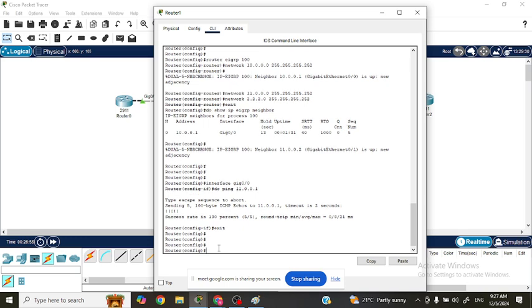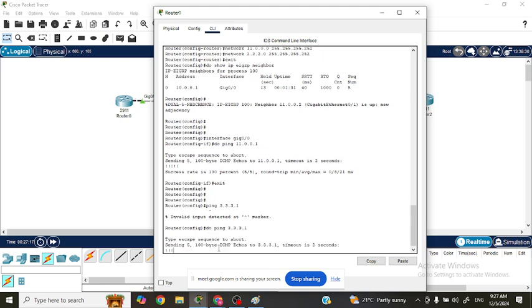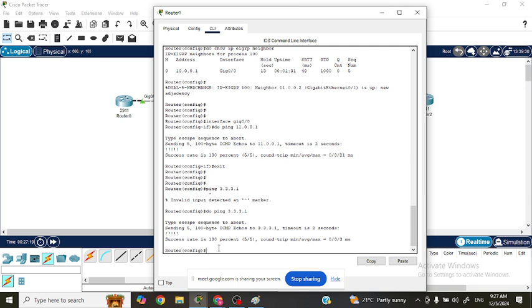I am not going to put any interface. Directly I am pinging from router 1 to the loopback interface of router 3. If you are in config mode, then you will apply the do keyword. Now I'm able to ping it. Okay, it is fine.